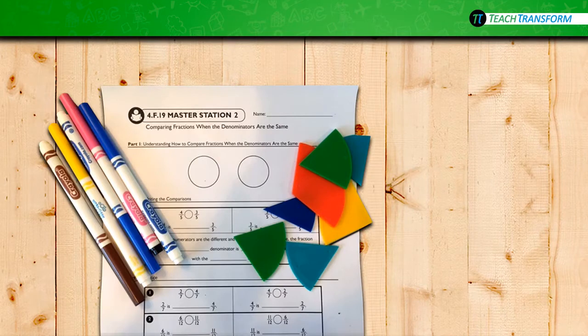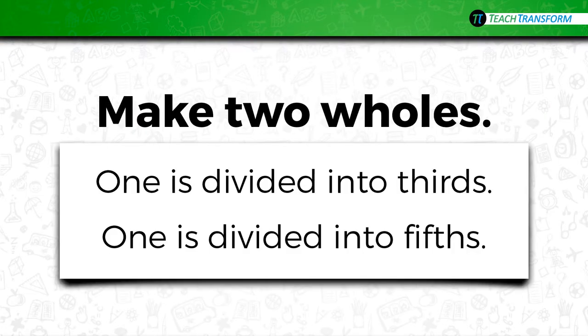At your station, you have some fraction manipulatives, some colored pencils or markers, and a recording sheet called Comparing Fractions When the Denominators Are the Same. Be sure you can reach all of your materials. Use your fraction manipulatives to make two different wholes that are the same size. One of them should be divided into 3 parts, and the other should be divided into 5 parts. Pause the video while you make the wholes, and then start it again when you're finished.